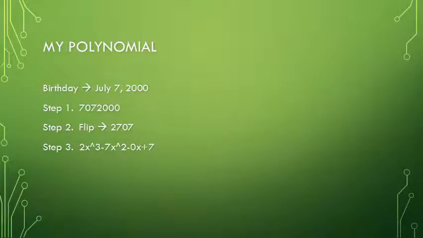I made my polynomial using my birthday, July 7, 2000, and converted it into a string of numbers. With the string of numbers, I flipped them and deleted the 3 zeros that wouldn't affect the graph. Then I converted the string of numbers into a cubic polynomial, which means the first x would be to the cubic power, and then played around with the signs to make an interesting graph.